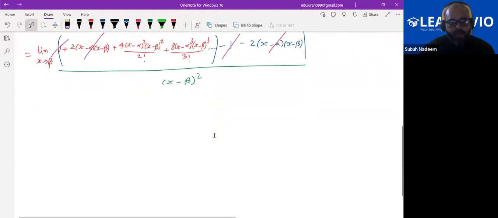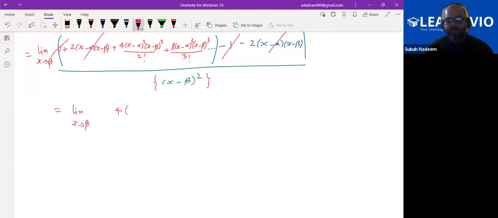Okay. So I hope you have noted it down. If you proceed further here, what will happen? This is limit x approaching beta of 4(x minus alpha) whole square (x minus beta) whole square by 2 factorial. Let us divide it by x minus beta whole square. So it will become (x minus alpha) whole square by 2. 2 factorial is 2, and x minus beta whole square will get cancelled.